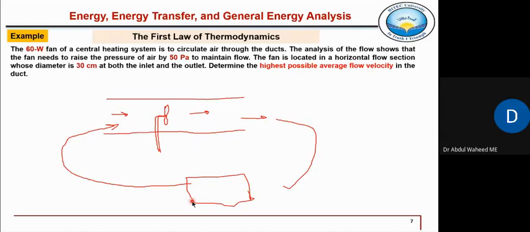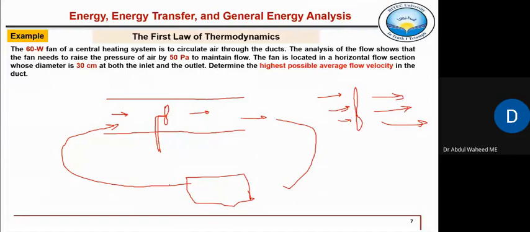The fan which you see in our rooms, if I show that fan here, this fan is not flowing the air in some duct. It is only taking this air at very low velocity and throwing it at a higher velocity. But this air is not moving through some duct. Here, this fan is making the fluid flow in a duct.